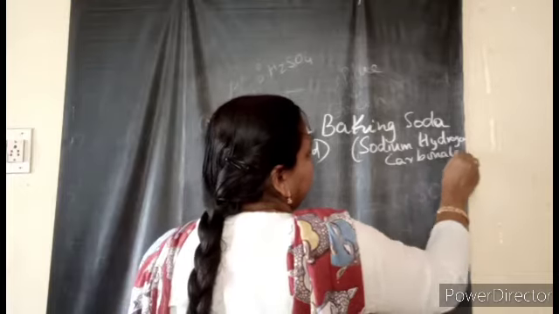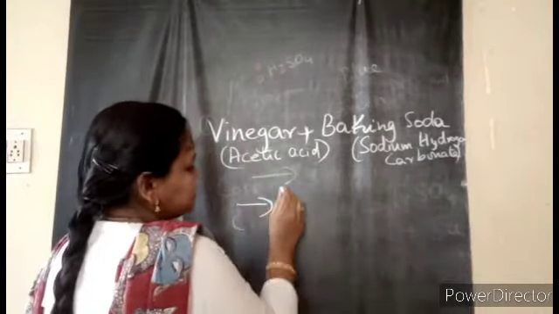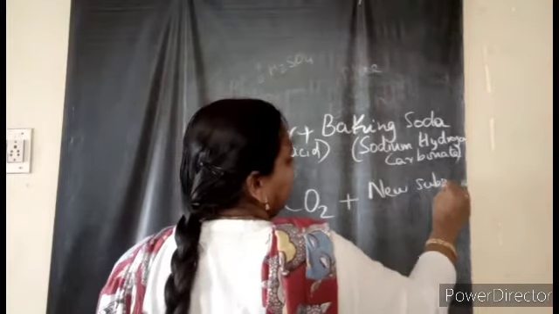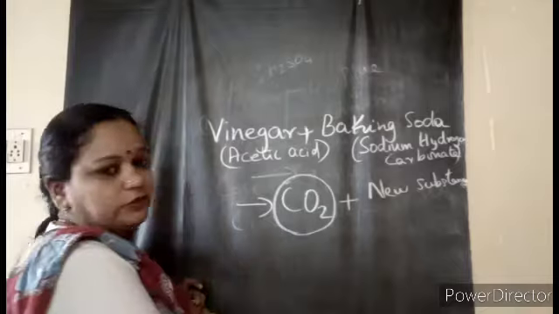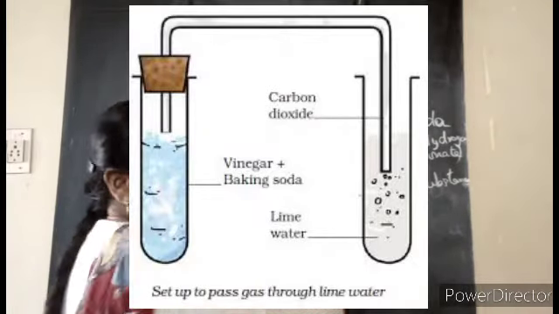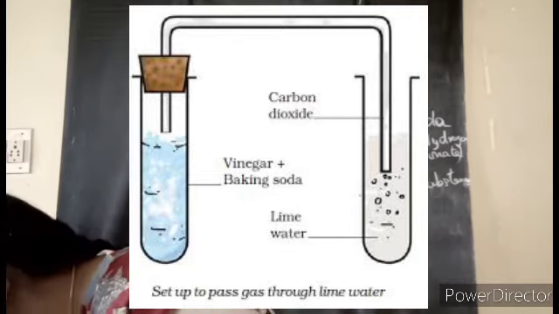So when both of them react, many new substances will be formed. Along with that, CO2 will also be formed. Many new substances will be formed, and the CO2 gas will be evolved. That we can identify by observing only. Now I will show this, children.